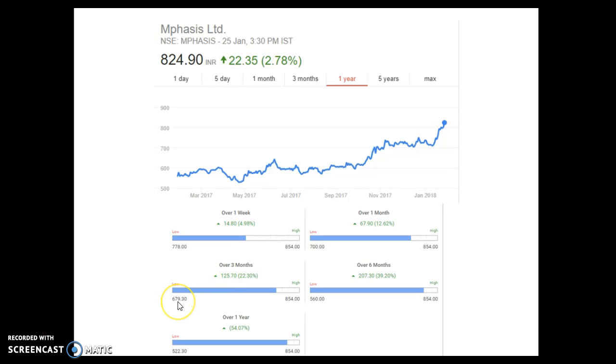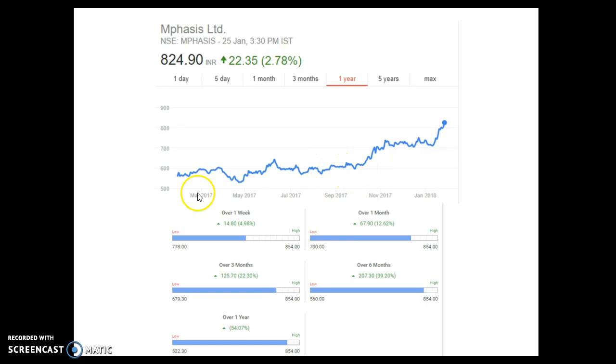3 months low is 679.30, and in terms of the rupee change, 125, percentage 22.30. Over 6 months low is 560, change over the 6 months 207.3, and in terms of percentage 39 point. The 1 year low is 52.30 and high is 854. This one is the high is fixed over here and it changes on the lower side. The overall 54% return has been given.